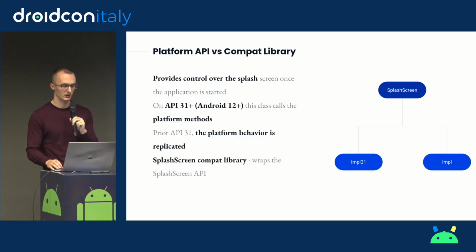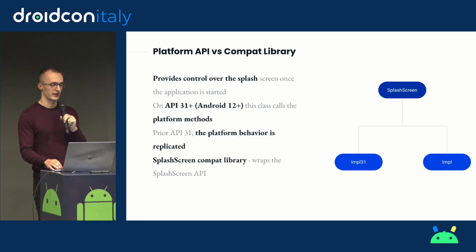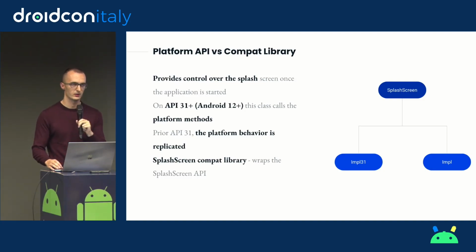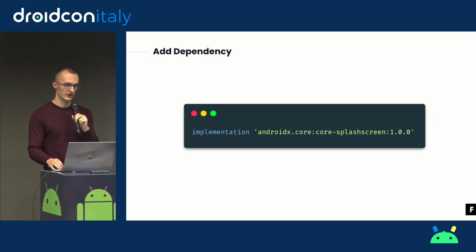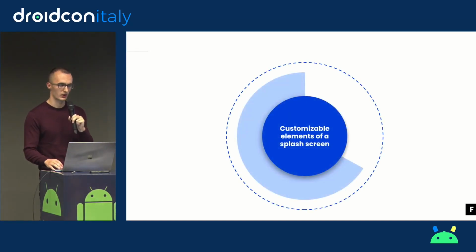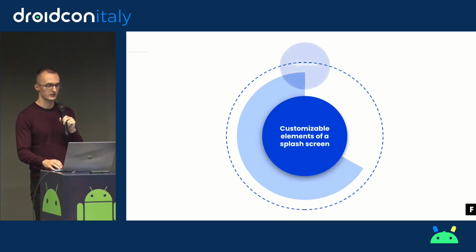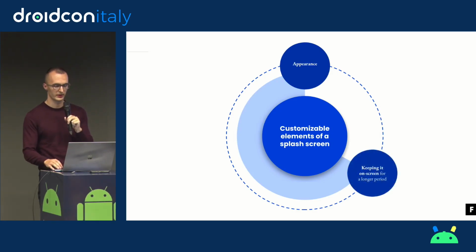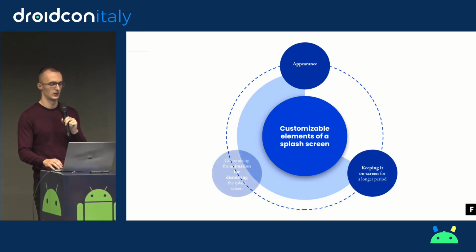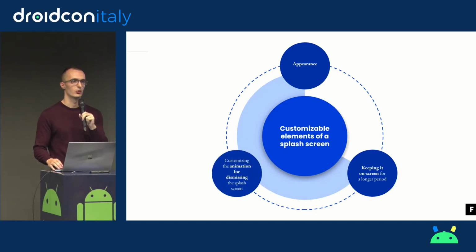There is a SplashScreen compat library that basically wraps the SplashScreen API. The compat library tries to replicate as much of the platform behavior as possible on the older versions. To start customizing our splash screen, the first thing we have to do is add a dependency to the SplashScreen library. And now we are ready for customizing the splash screen. But what exactly can we customize? We can customize the appearance of the splash screen. We can choose to keep the splash screen on screen for a longer period. And we can customize the animation for dismissing the splash screen.